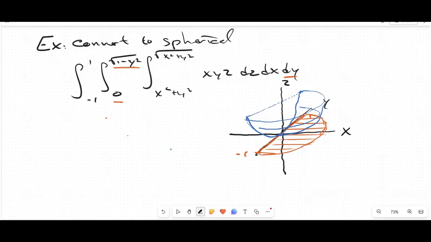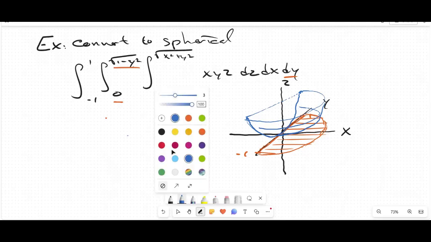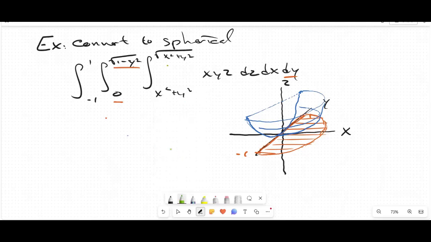What's the top? The top is right here. It's a cone at a 45-degree angle. So here's the top now. This is a cone I'm drawing.